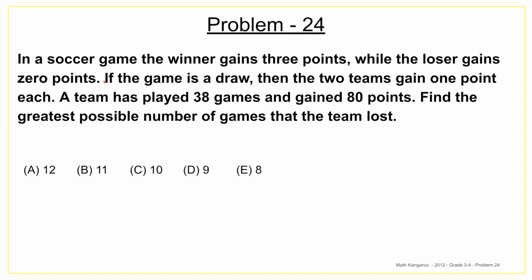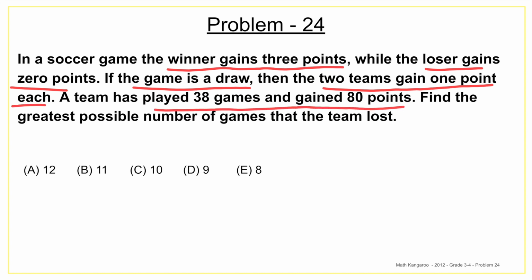Problem 24. In a soccer game, the winner gains 3 points while the loser gains 0 points. If the game is a draw, then the two teams gain 1 point each. A team has played 38 games and gained 80 points. Find the greatest possible number of games that the team lost. These are our options. Let's go step by step and find the correct answer in a simple way.